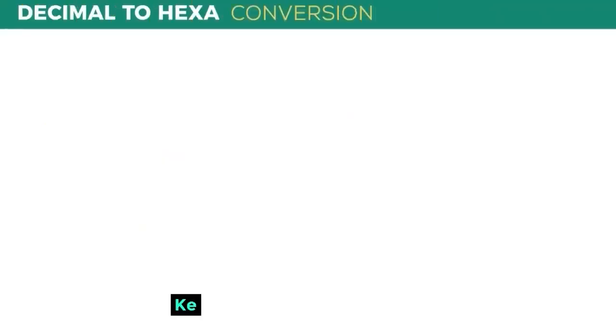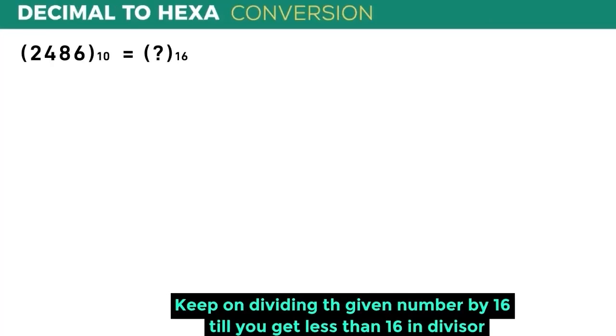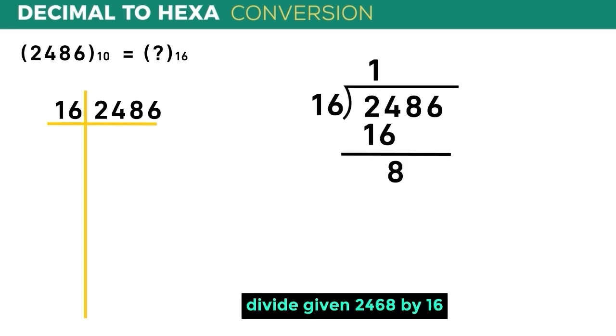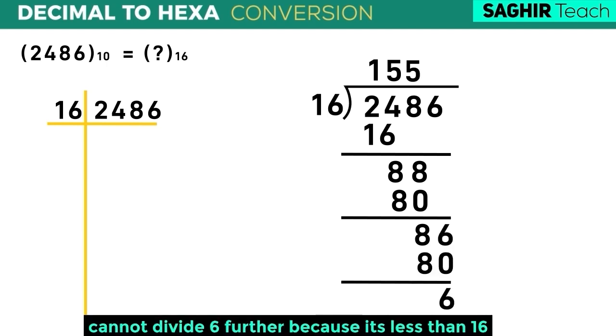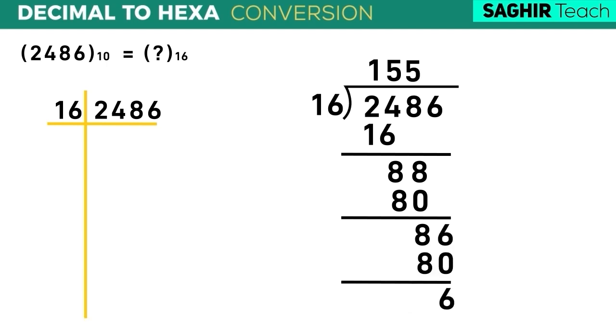Now let's convert decimal to hexa. Take 2486 as a decimal number and we will convert it to hexa. Hexa has a base of 16. So we will write 16 in our calculation as the divisor and 2486 as the dividend. Let's start our first division process. So at the end of this calculation we get 155 as the quotient and 6 as the remainder. 155 is not less than 16, so we will continue our calculation.